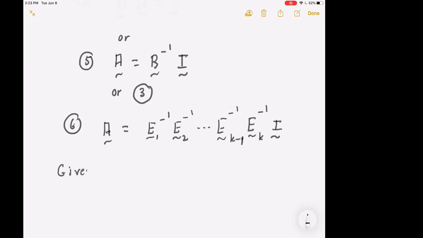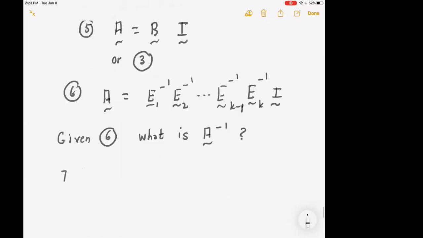Given equation 6, can you come up with a nice compact formula for the inverse of any matrix A? And the answer is yes. Just using the properties of taking the inverse of a matrix, if I know from equation 6 what A is, I can calculate its inverse by just taking the inverse of what's on the right-hand side of equation 6. And again, making sure we understand the properties of how to take the inverse of a product of matrices, that just reduces to this.